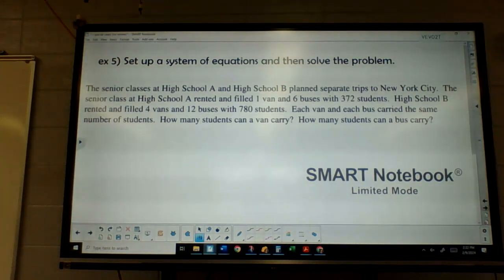Now, rather than just trying to guess and check, like oh, a van should be about 7, and then a bus should be more like 40, we don't want to do that. We want to actually set this up. So what we're going to set up is 2 equations for the 2 situations.